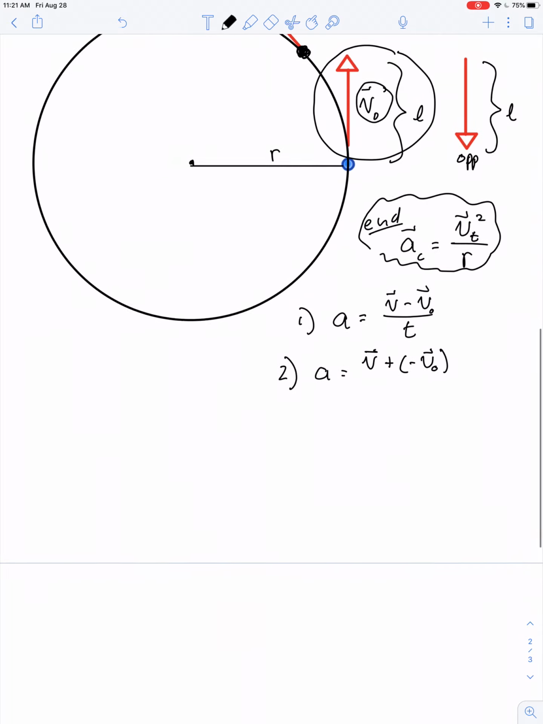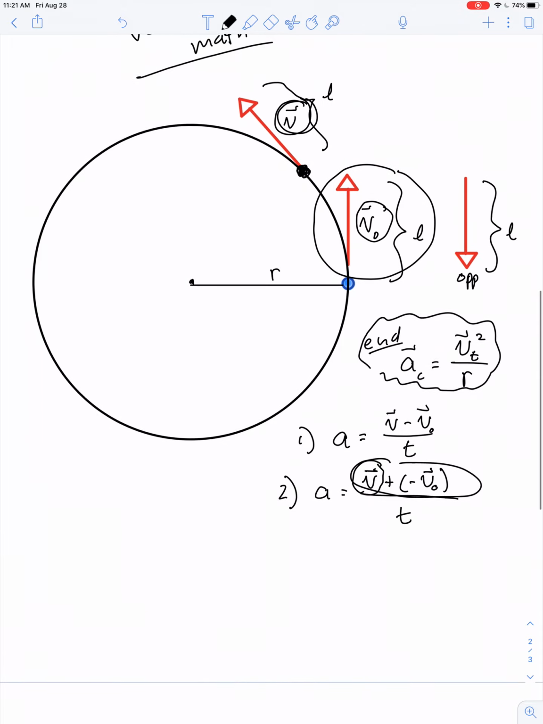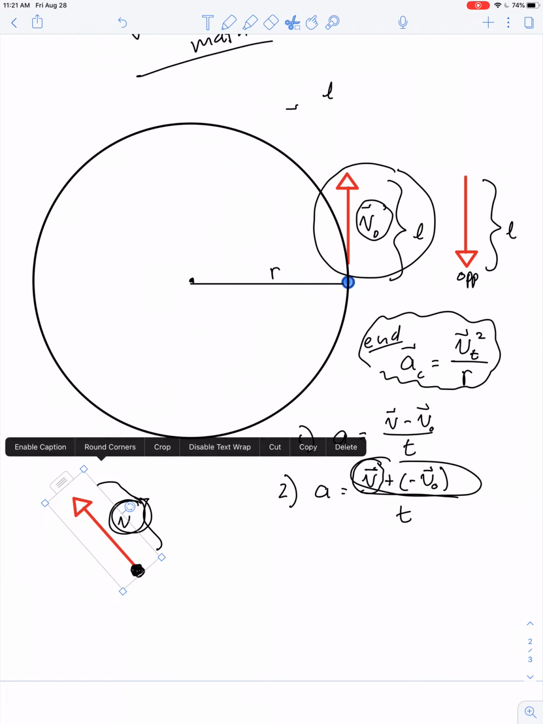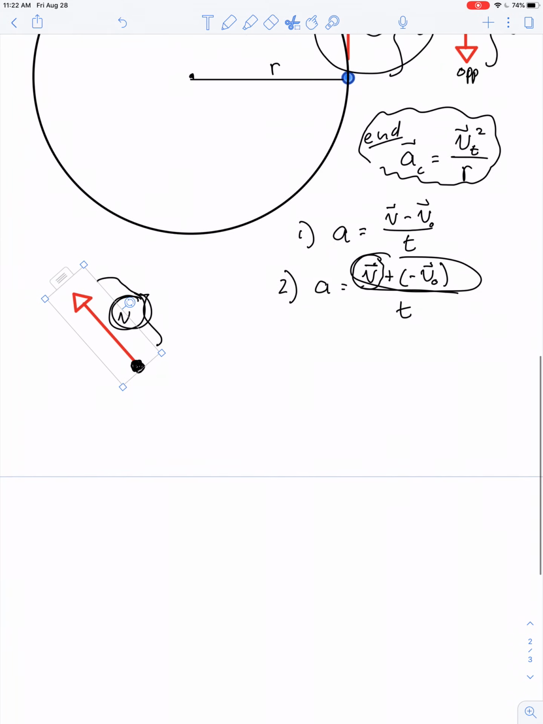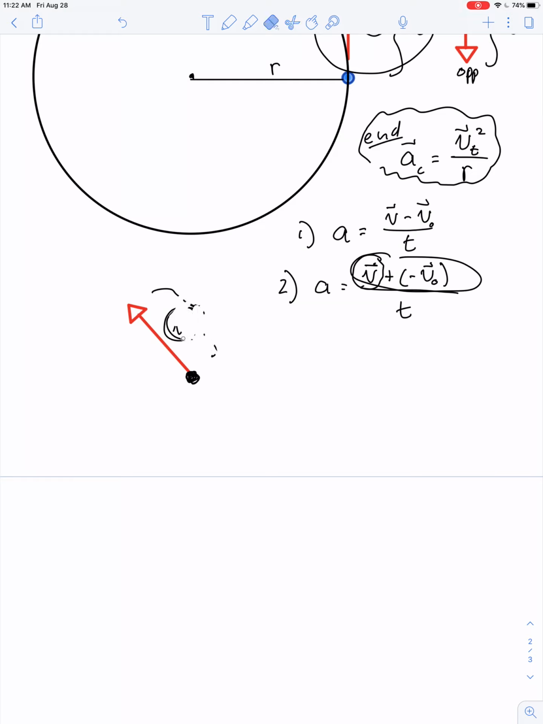So let's graphically represent what this expression might look like in a vector diagram. So let's start by drawing the final velocity vector. We can actually just take this one and pluck it away from here. Okay, there's our final velocity. And then we're being told to add to that the negative of the initial velocity.